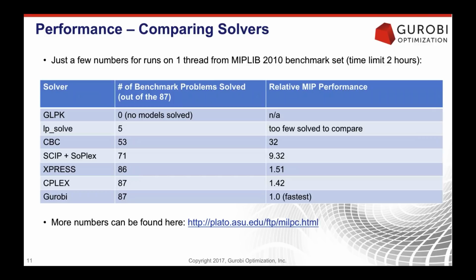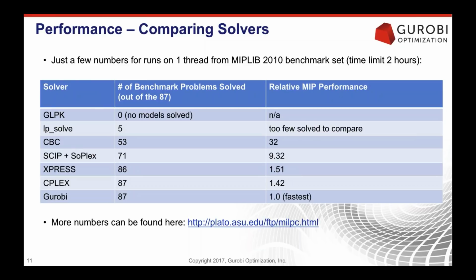Here is a little benchmark where we compare the MIPLIB 2010 benchmark set, which is a set consisting of 87 models that were submitted from industry and universities. And that is a public benchmark set. It's been around since 2010, and there are public benchmarks available on this test set. The runs that you can see here are made on one thread, to be fair, to be comparable with the free tools. And it has a time limit of 2 hours.